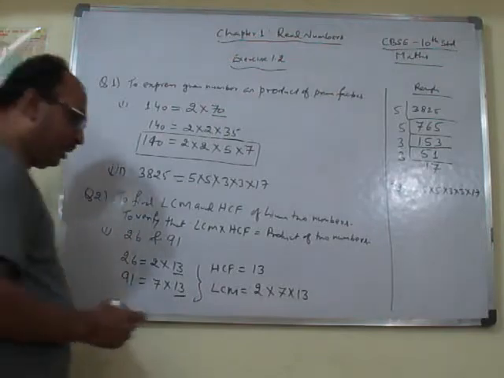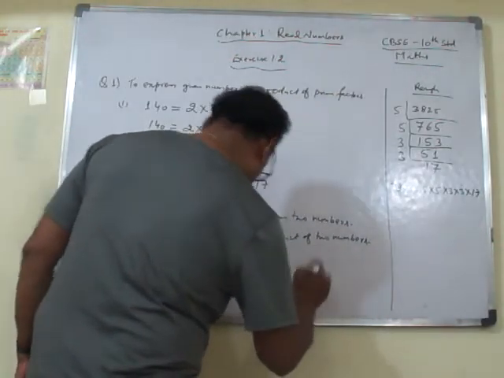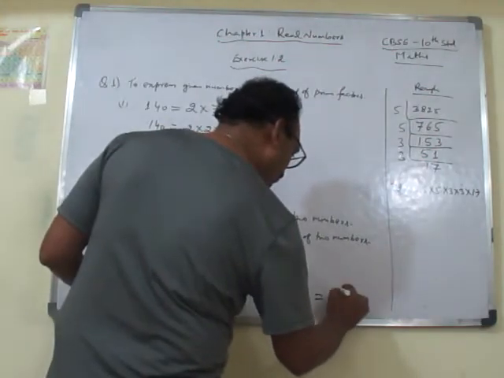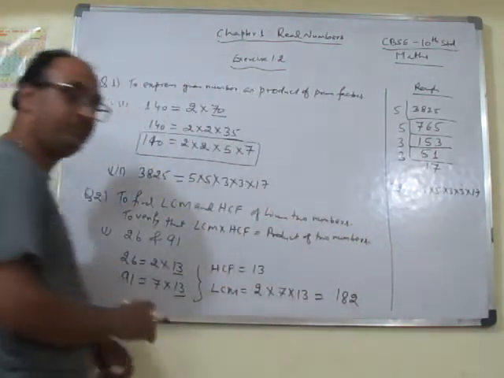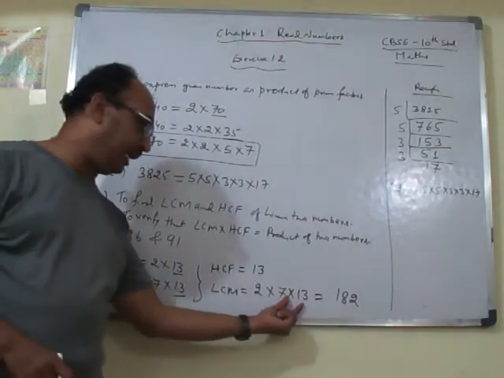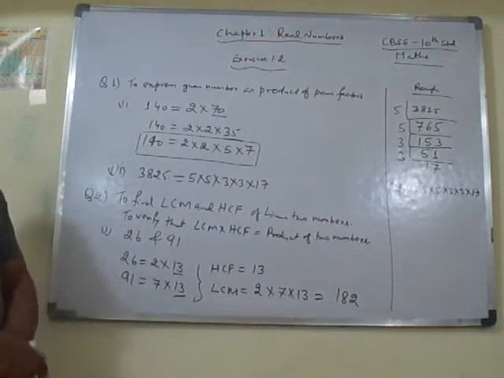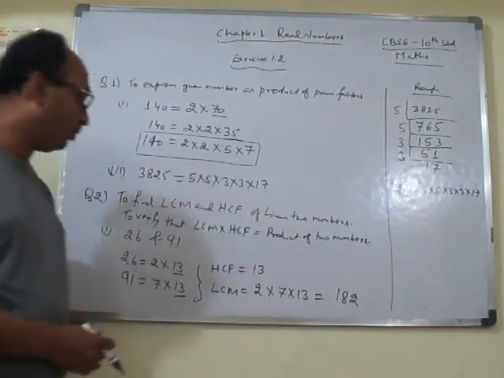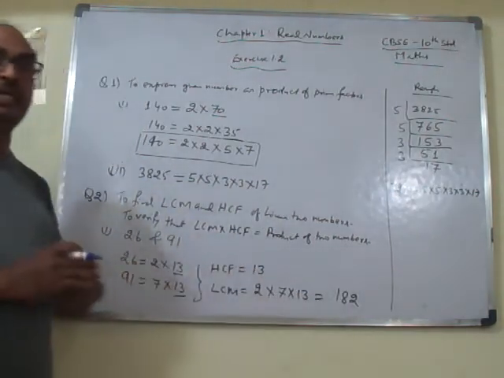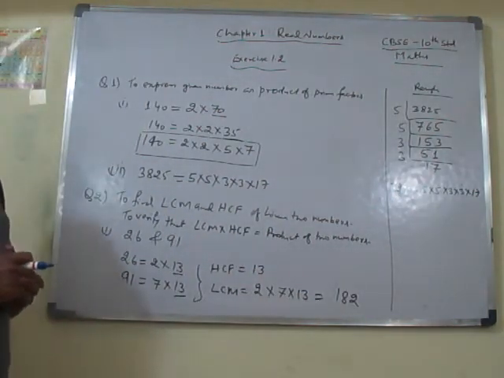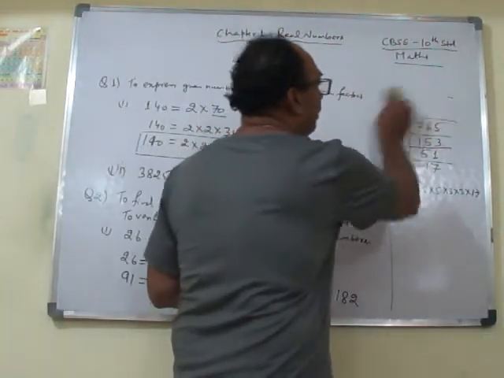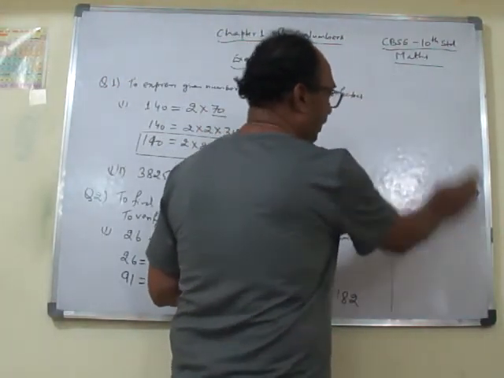So this will be given to us as 2 into 91, because 13 into 7 is 91. 91 into 2 is 182. So our LCM has become 182, and our HCF has become 13.